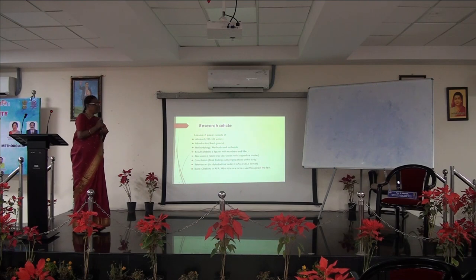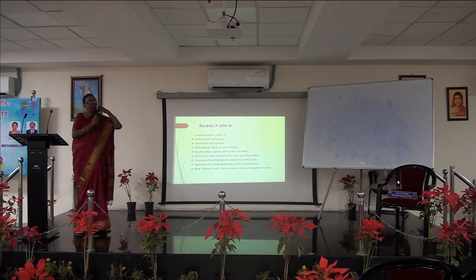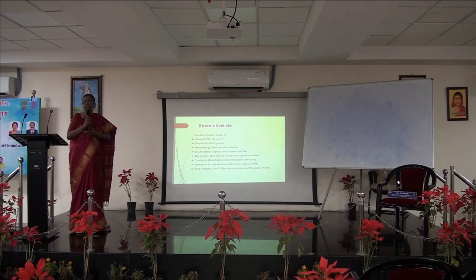Research article. A research paper consists of an abstract. Abstract is a precise one. Some of the journals expect the abstract to be presented in one paragraph without subheadings. But all science journals will expect you to present under different headings: background, which includes introduction and a little review, methods and materials, results and discussion, or results separately, discussion, conclusion. Mostly it should not exceed 250 to 300 words.